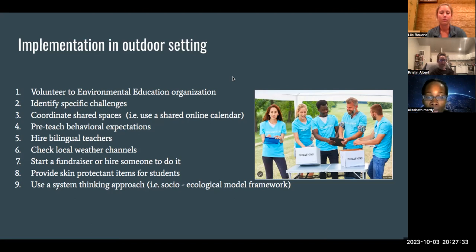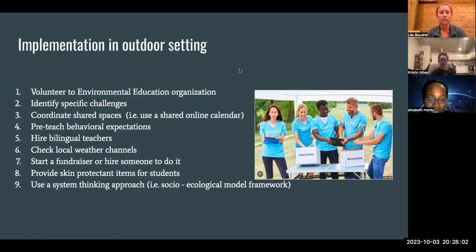And if you're having a hard time trying to understand a student or any learner that has a language barrier, hire a bilingual speaker. And when it comes to being outdoors, just try to check the local weather channel before you go outdoors, so you can be prepared. And I should say, you can start a fundraiser if you have a hard time providing the resources and support that come with it.